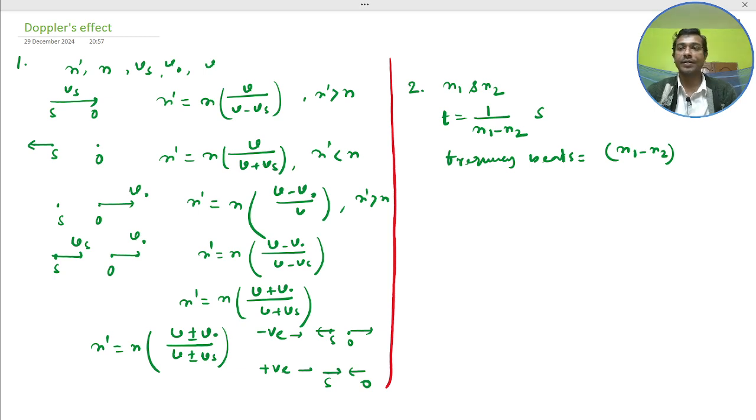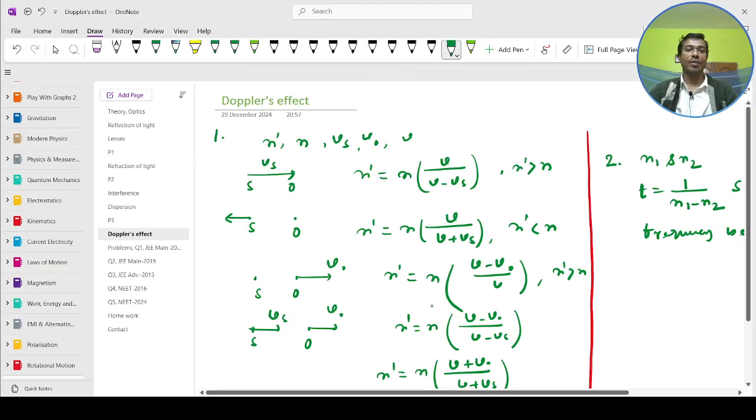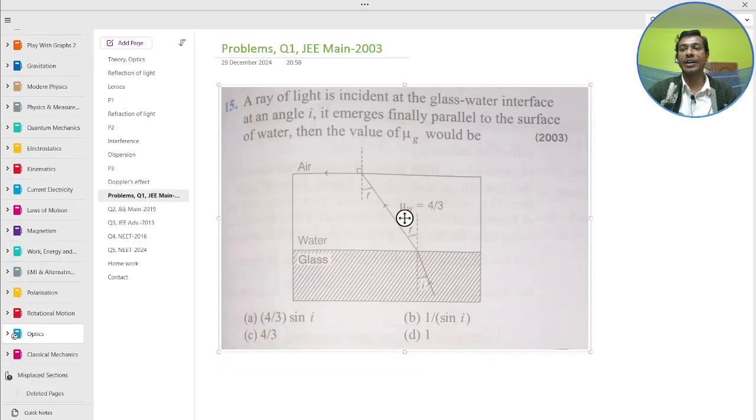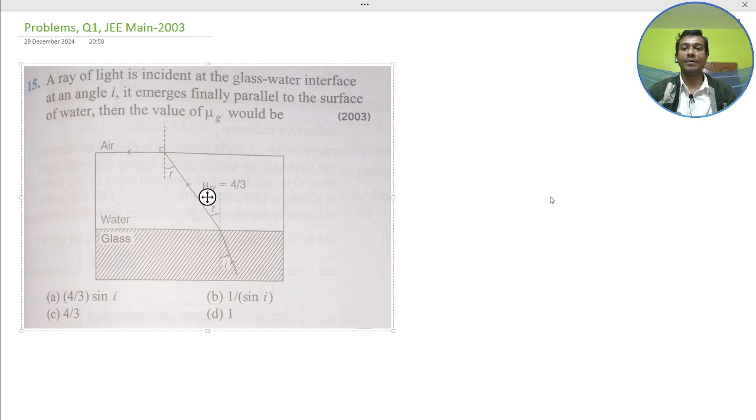So that covers the chapter summary of reflection, refraction, lenses, interference, dispersion, and polarization. Next, we switch our lecture into the problem discussion session. This problem came in JEE Main 2023. A ray of light is incident at a glass-water interface at angle I. It emerges finally parallel to the surface of water. Find the refractive index of the water.